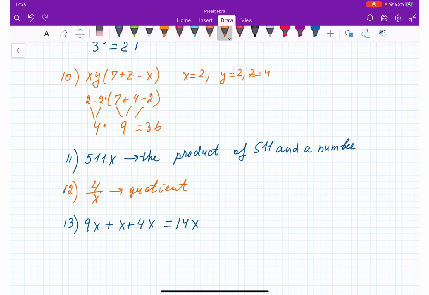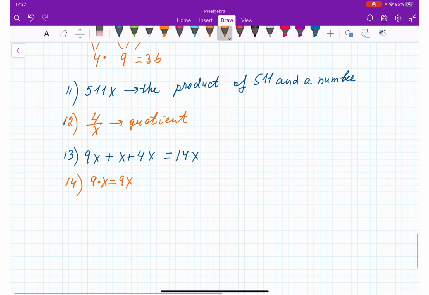Number 14. It says the product of 9 and a number. So it's going to be the product of 9 and a number, 9x. Next, number 15. The difference between 1 and x, or 1 less x. 1 less a number, which is going to be 1 less x. Same thing.